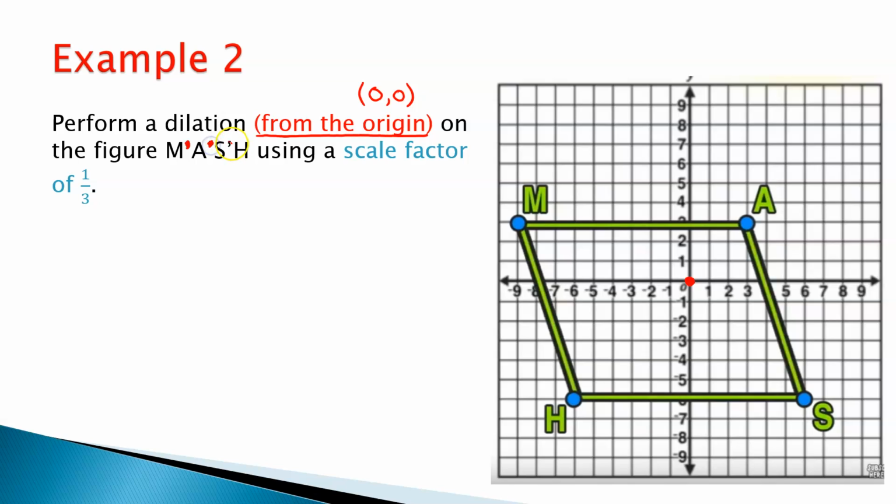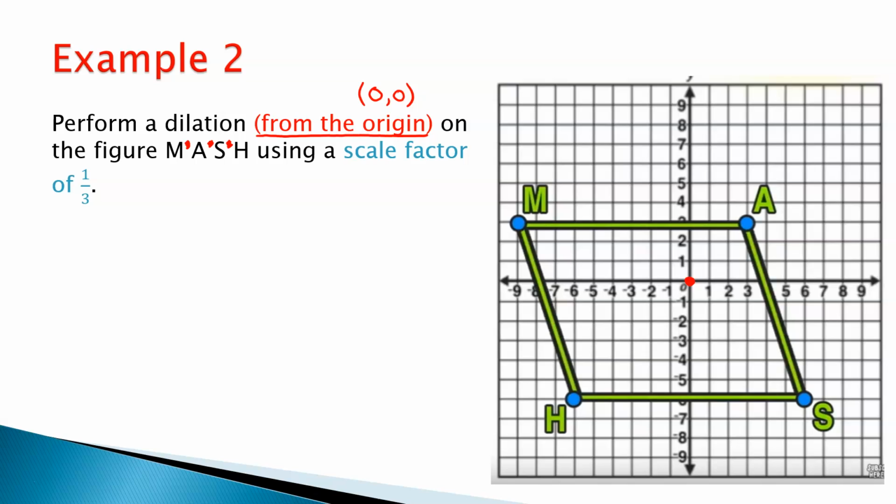I don't know where those primes came from. The H didn't have it. So again, it'll just be our regular pre-image MASH. This time though, we are going to apply a scale factor of 1/3. And when you have a scale factor between 0 and 1, remember that's shrinking it. That is going to shrink my image here, my image MASH.